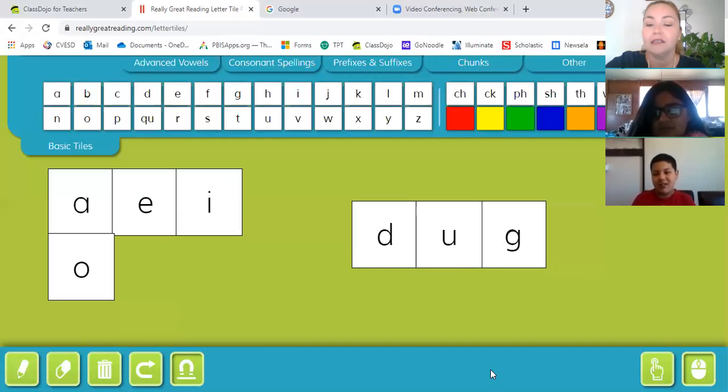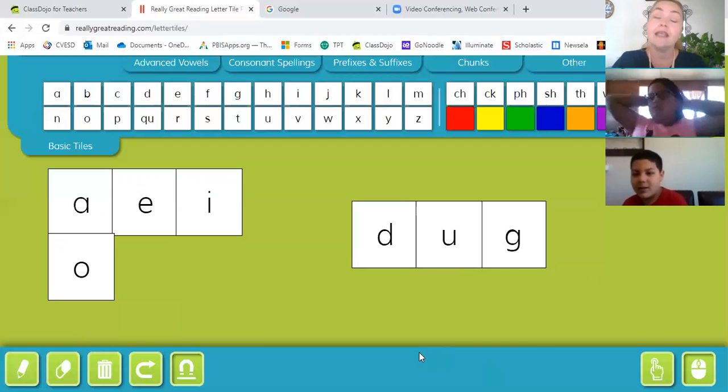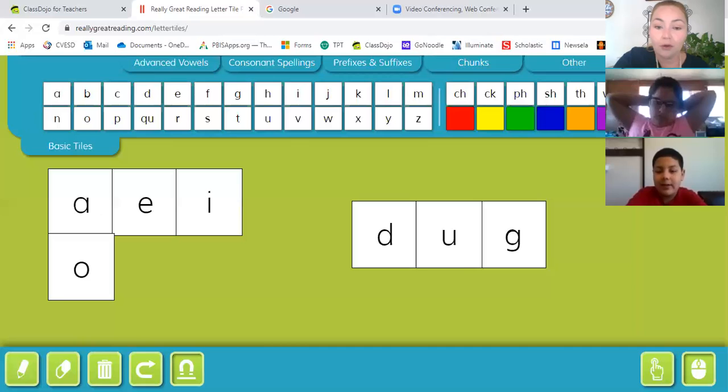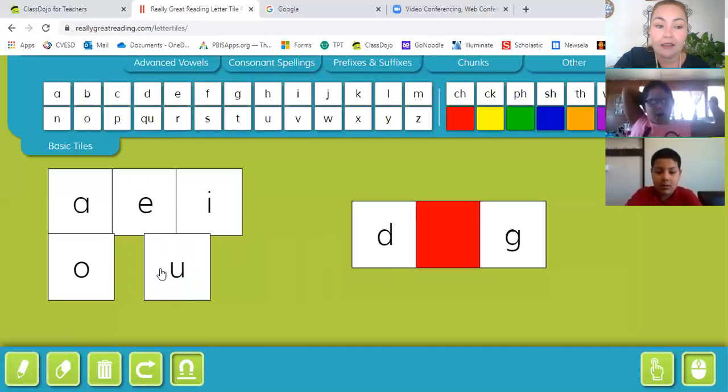Dug. Dug. Nice. Excellent work, you guys. Now, dug is a real word because we were saying that you have to dig a hole to put a plant in, right? But if I did that yesterday, we would say, I dug a hole in the dirt yesterday. Okay. So I would write the word dug down.